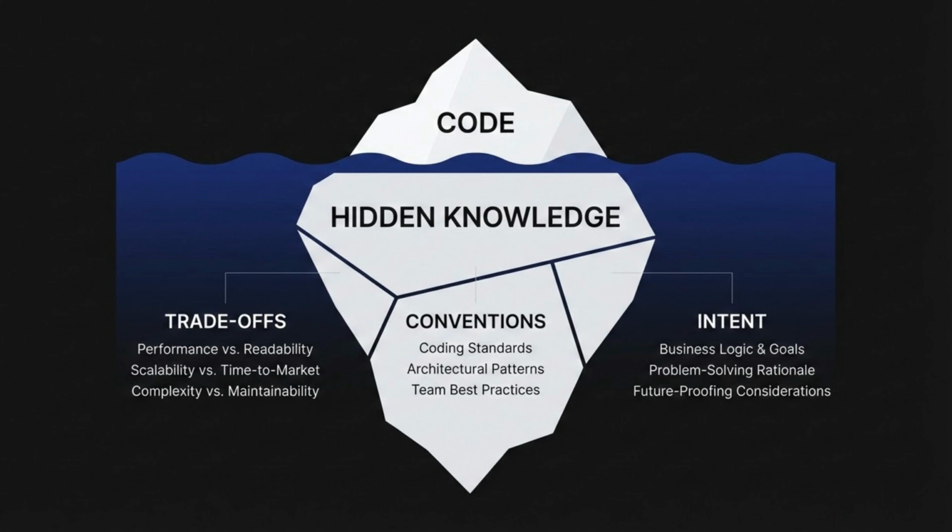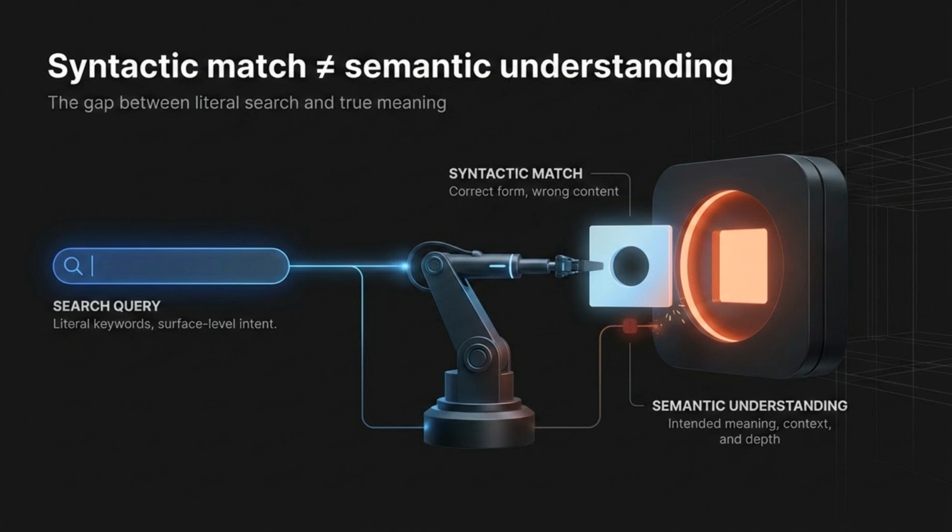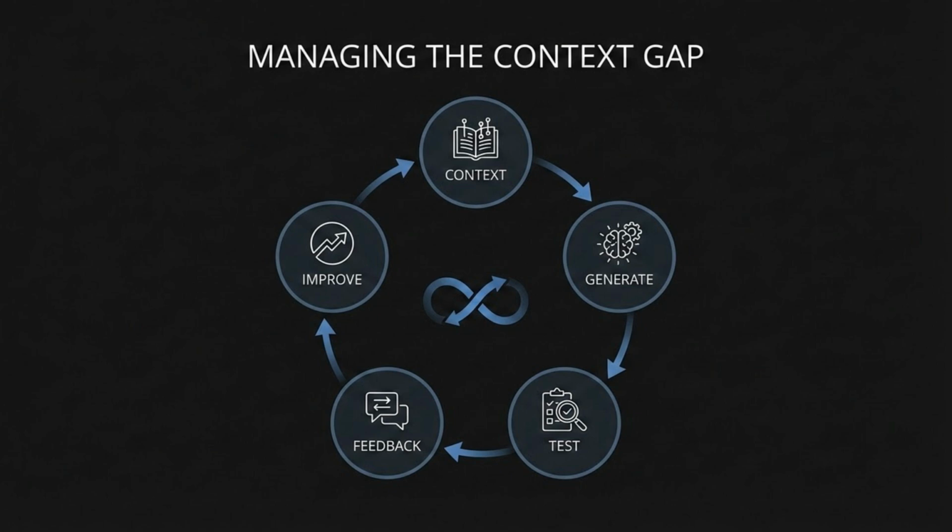the codebase. Beneath the visible code lies a vast body of hidden knowledge, including critical trade-offs, conventions, and the original intent behind the code. This implicit knowledge is difficult for AI to grasp. Syntactic match does not equal semantic understanding. Simple keyword searches may retrieve content that matches the form, but misses the true meaning and deep context intended by the user. To manage the context gap, we must adopt an iterative cycle.